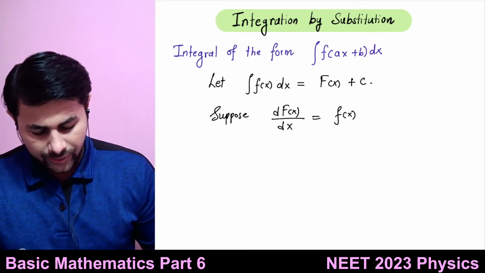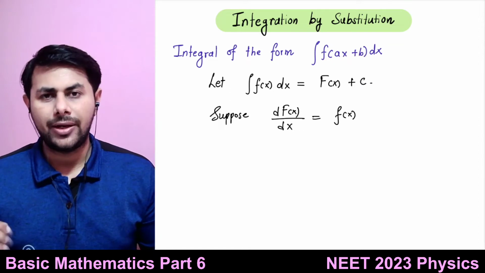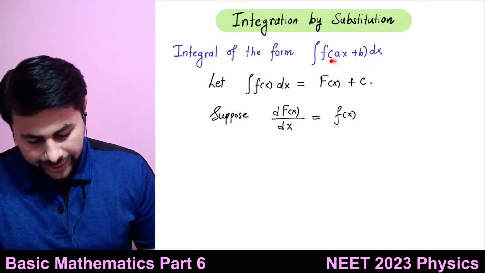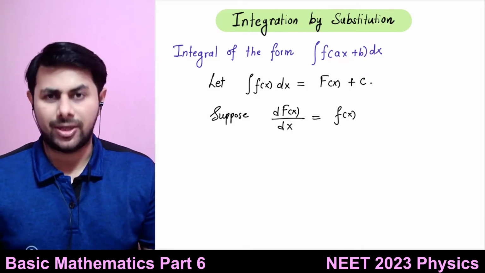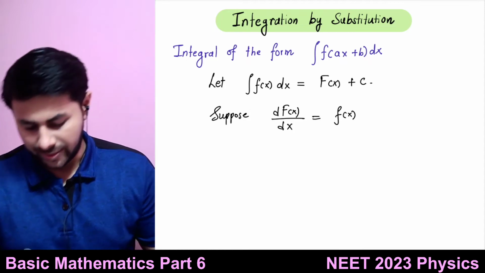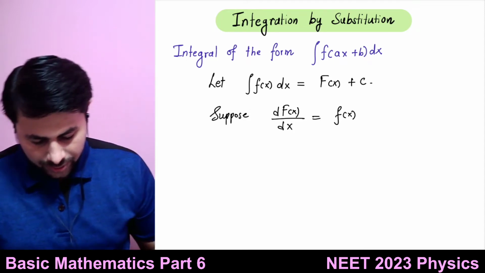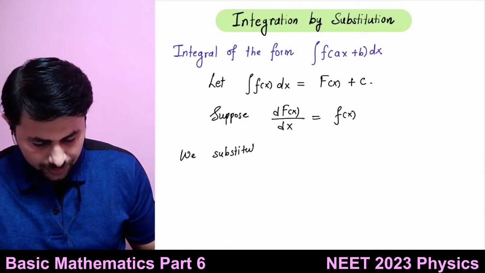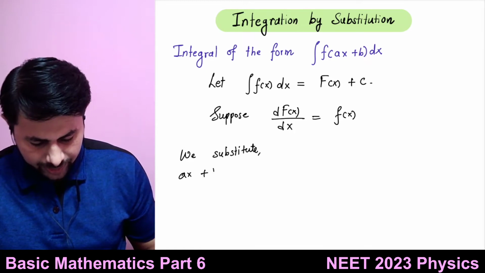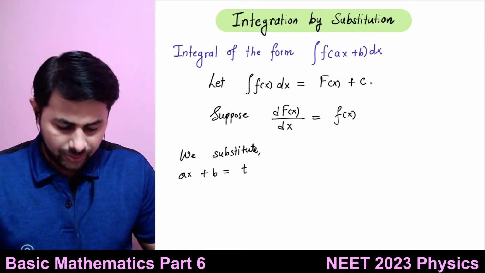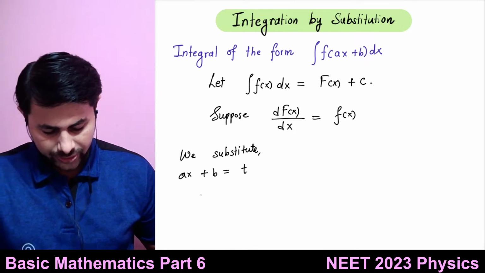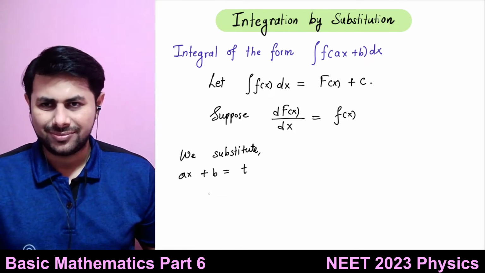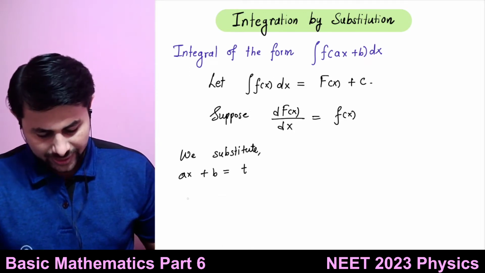So here we don't have f of x, we have f of ax plus b. So what we do here is we put ax plus b equal to some other variable, let us call it t. So we substitute ax plus b equals t. Now if you take the derivative on both the sides, what do you get? On the left hand side you will get what? A only, right?